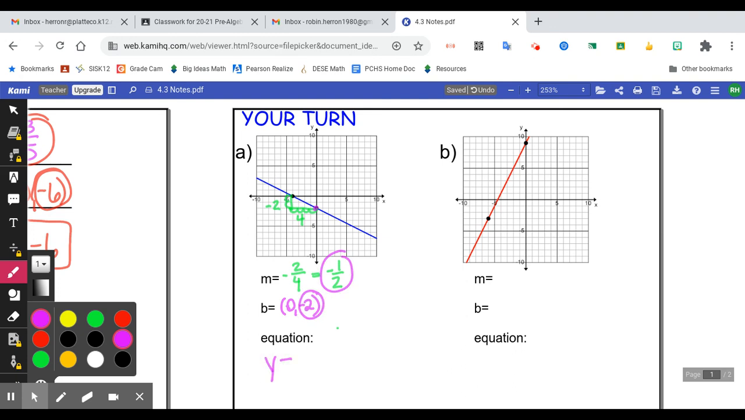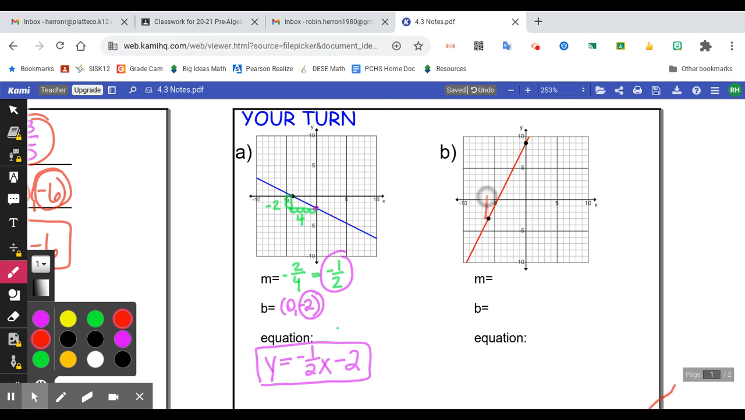My equation is y equals mx minus 2 for b, because it's negative. Okay, hopefully you're feeling okay about that. Here's the next one.